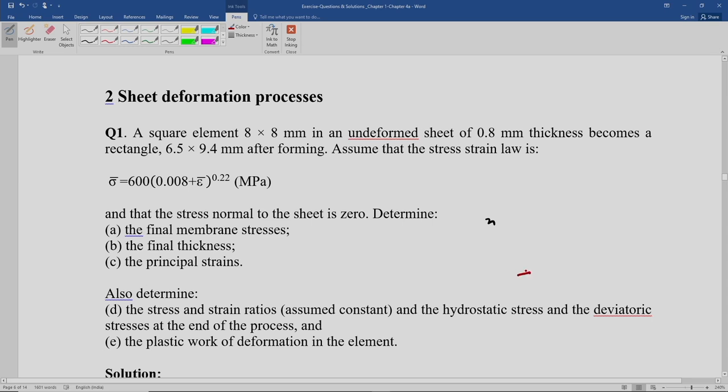So, what is the first question? A square element 8 by 8 mm in an undeformed sheet of 0.8 mm thickness becomes a rectangle 6.5 into 9.4 mm after deformation. And the material stress strain law is given by this particular equation. Sigma bar is equal to, see, we started writing in effective format, sigma bar is equal to 600 into (0.008 plus epsilon bar) power 0.22 megapascal.